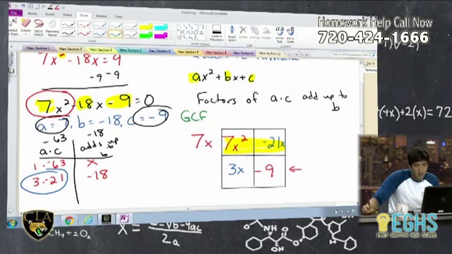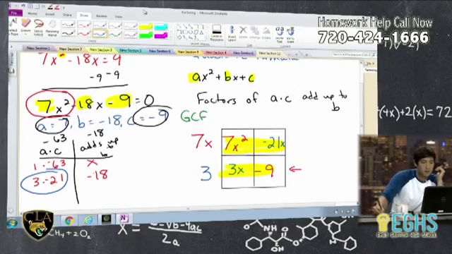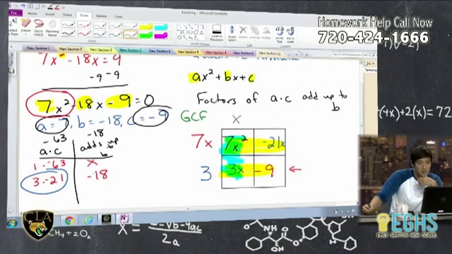Then we're going to go down here, and we're going to think, what is the GCF of these two? Well, in this case, the greatest common factor is 3. We don't have any x values in this other one. The 3x is positive, so we're going to leave that as positive. We're going to do the exact same process down here. What's the greatest common factor between 7x squared and 3x? 7 and 3 don't share a factor, so we just have an x here.